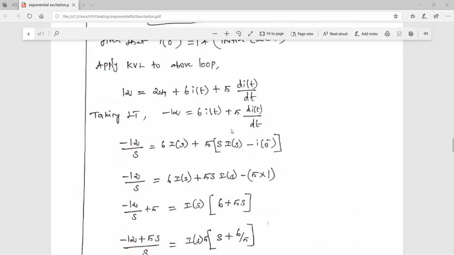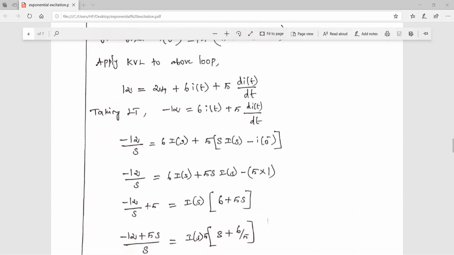So what is the next step? This 24 you have to move to the left hand side. So 12 minus 24, which is minus 12, equals 6 into I of t plus 5 into di of t divided by dt. We have the current I of t in two forms, one in normal form and another in differentiated form. So we have to take the Laplace transform of this entire equation. The Laplace transform of the constant minus 12 is minus 12 divided by s. What is the Laplace transform of 6 into I of t? It is 6 into I of s.